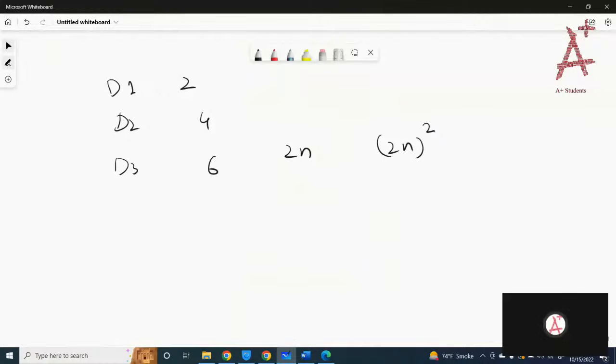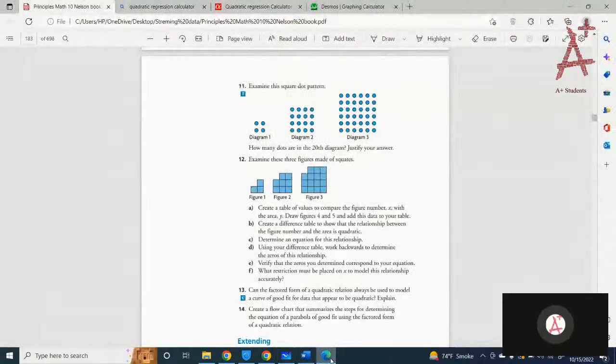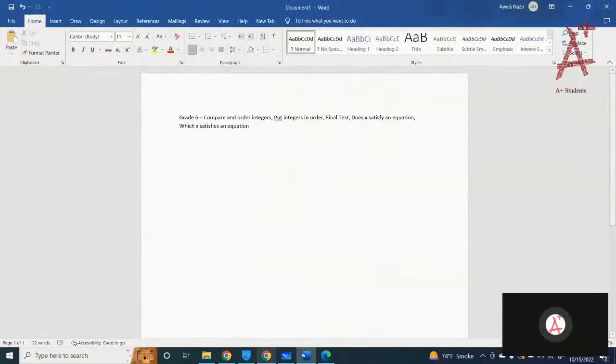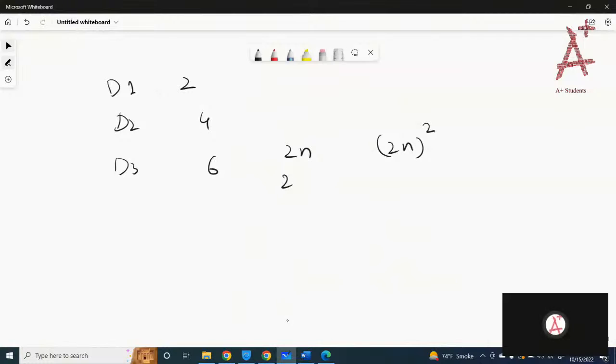Got it? So we have to find how many dots there are in the 20th diagram. For the 20th diagram, replace n with 20. It would be 2 times 20, that means they are 40. And to calculate the total dots, it would be 40 squared, or you can say 2n squared. It would be 1600. That means in the 20th diagram, you have 1600 dots. Got it?